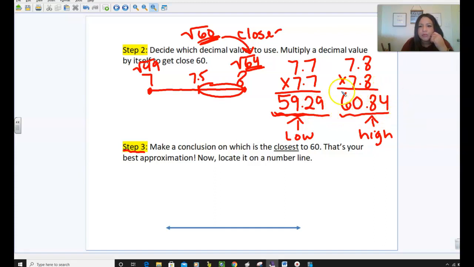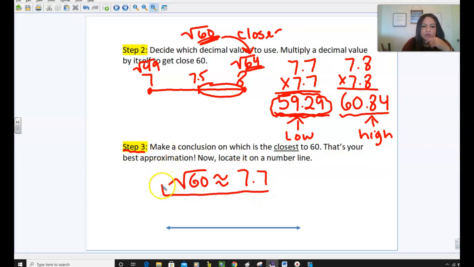This one is above the 60 by 0.84 of a whole number. So for that reason, right here is my closest one. So I'm going to go ahead and say that the square root of 60 is approximately 7.7. And that's my best approximation to the nearest tenth, meaning using only one decimal place value. So we're going to get our highlighter. Let's go ahead and highlight our answer. Now we're going to place it on a number line.